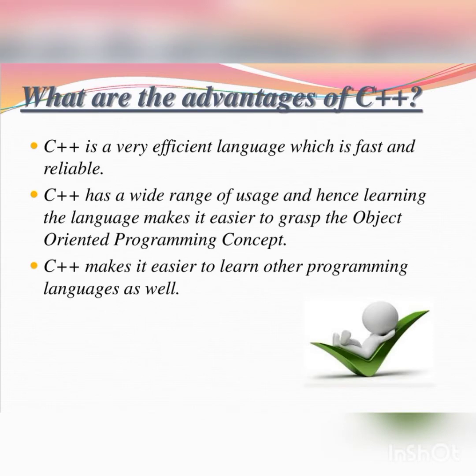What are the advantages of C++? C++ is very efficient, very fast and reliable. It has a wide range of uses, and hence learning the language makes it easier to grasp object-oriented programming concepts. If we know C++, we can have a grip over multiple programming languages, like Java and Python, because the main idea and main logic remain the same. There are just differences in some syntaxes. C++ makes it easier to learn programming languages as well.